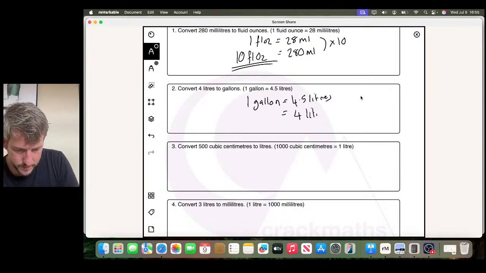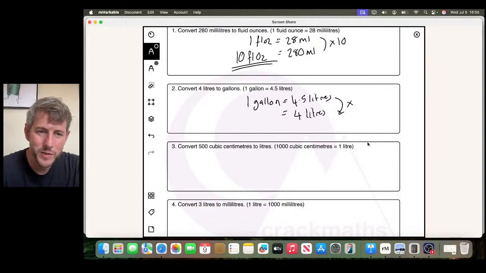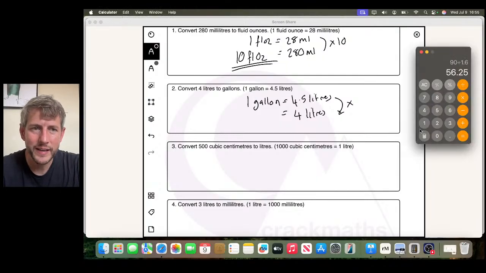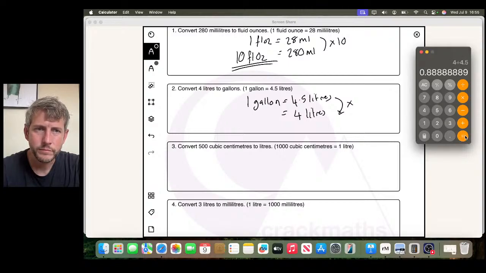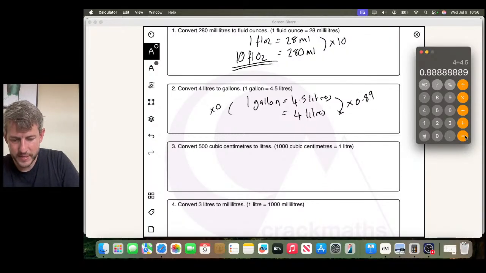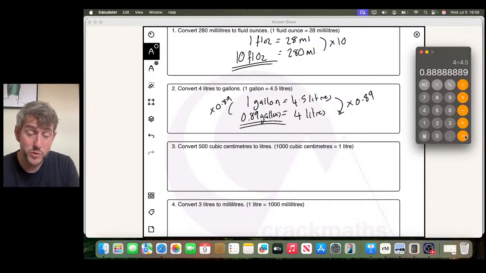4 litres. So we need to work out what we times 4.5 by to get to 4. It's a bit of a weird one here because obviously 4 is smaller than 4.5. So what we're going to have a look at is 4 divided by 4.5, and that equals 0.89, we'll call that. So that makes sense as well, because we're going to times that by 0.89. So 0.89 gallons. Okay, here we go. And that makes sense because we could see it had to be just a little bit less. Okay, so here we go.